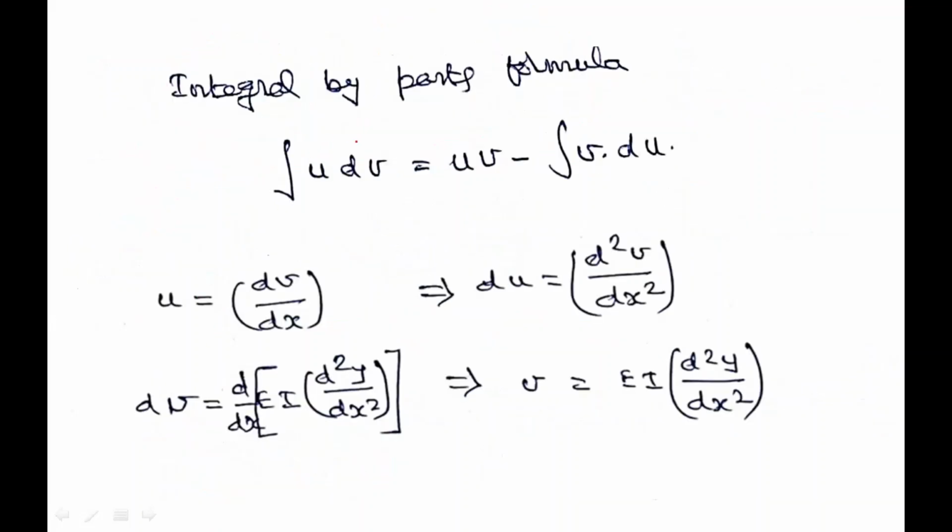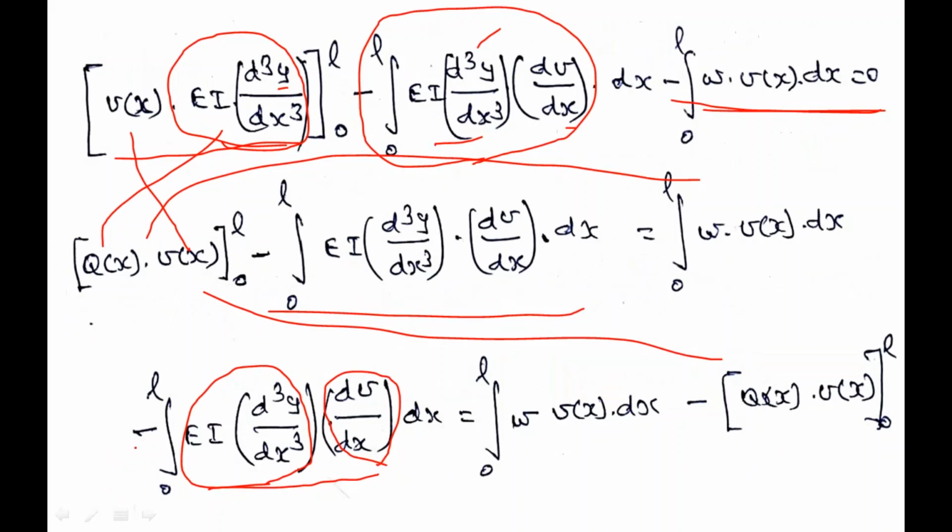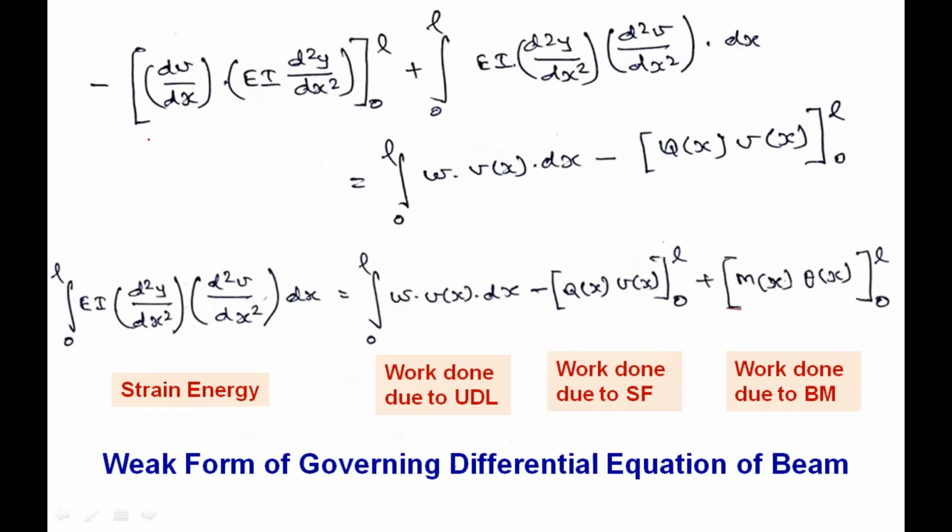The integration by parts formula again: integral u dv equals uv minus integral v du. u is equal to dv/dx. The dv is taken as d/dx of EI d²y/dx². Since u is dv/dx, your du will become d²v/dx². From this, v is equal to EI d²y/dx². First you will get uv. Since the negative sign is there in this equation, first we get minus uv. u is dv/dx, v is EI d²y/dx², from 0 to L.